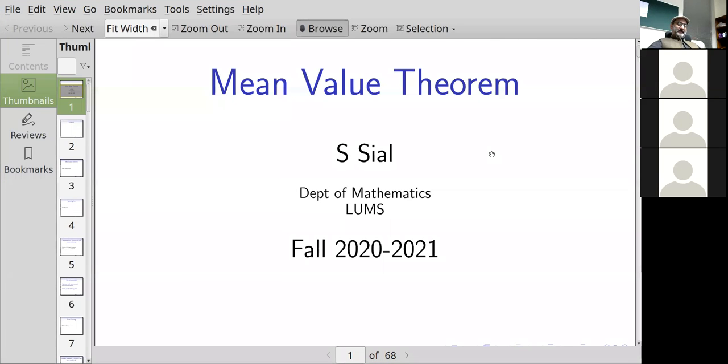Okay, so in this session we cover the mean value theorem. I'll cover Rolle's theorem first, which is sort of a baby version of it and is used to prove the mean value theorem. Rolle's theorem is sort of a special case of the mean value theorem.